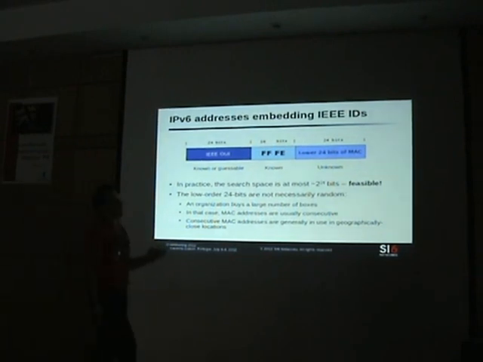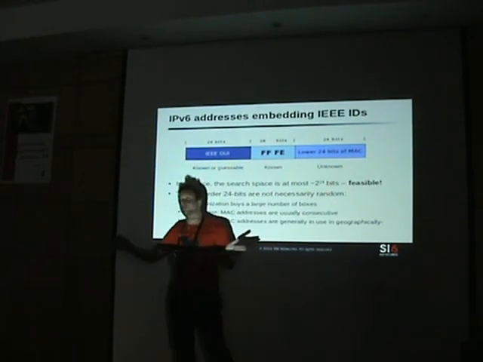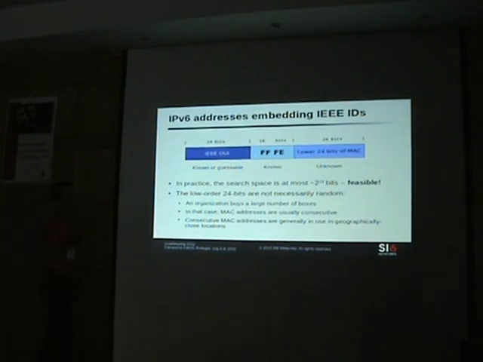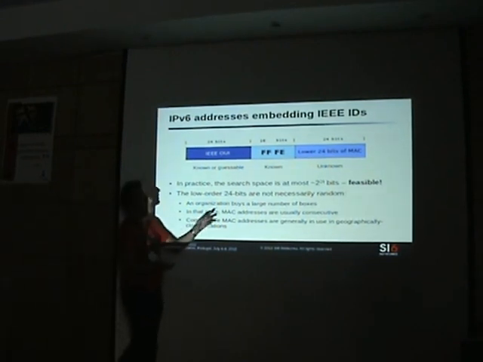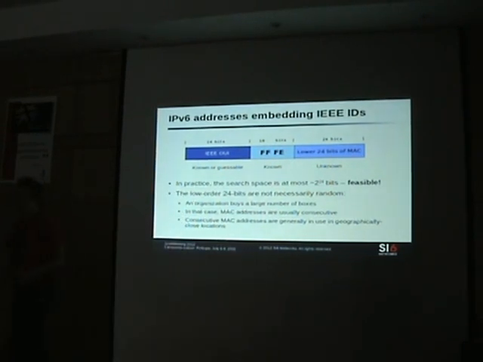So the idea is that, even if we had to go through the entire 24-bit space, the address scan should be feasible, but it should be possible to actually narrow down the search space even more than that. We are trying to come up with some numbers. We are currently measuring how the MAC addresses are distributed, but we were not able to produce the results yet.